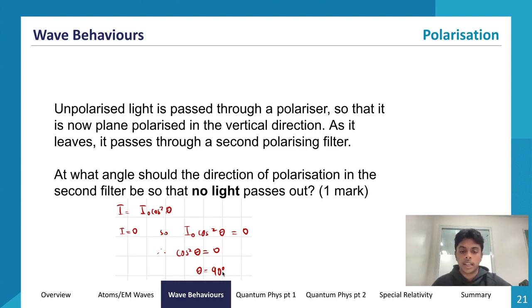When theta is 90 degrees, or when the filter is perpendicular to the direction of polarization, then no light will pass through. That's something you need to remember. So if the light is plane polarized in the horizontal direction, all we need is a polarizing filter that filters in the vertical direction to allow no light to pass through. So it has to be perpendicular to the direction of polarization for no light to pass through.